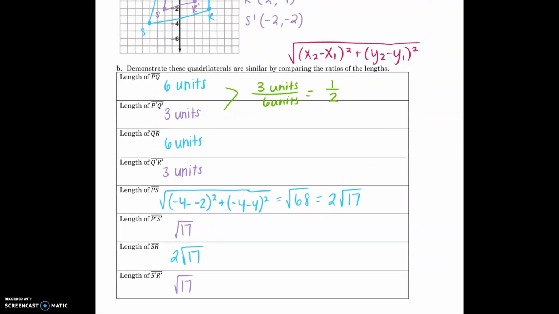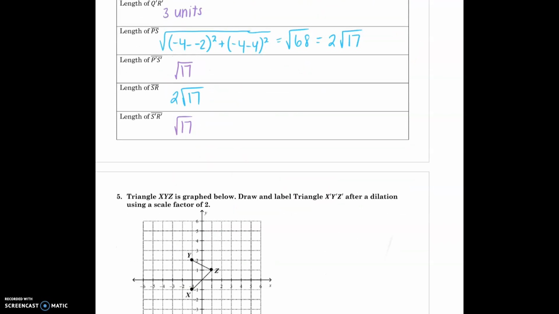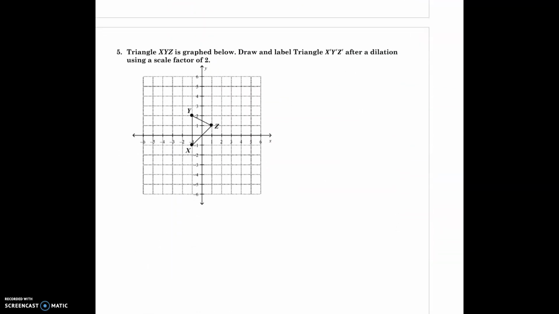Because we got the scale factor when we divided our image length by our pre-image length, it proves that the two figures, the image and the pre-image, are similar figures. Please pause the video and try example 5 on your own.